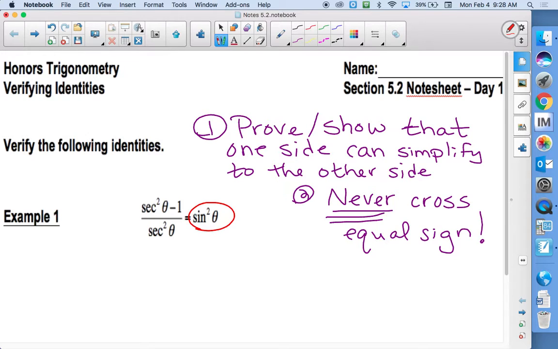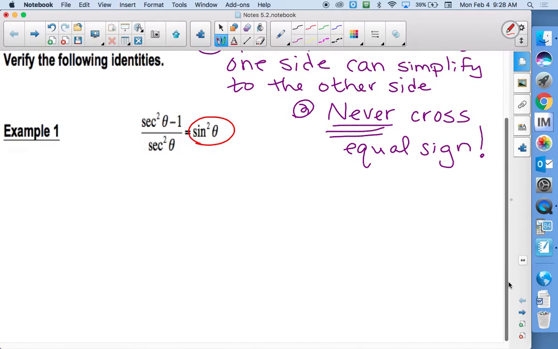So secant squared minus 1 over secant squared. What can we do to get it broken down, Emily? Well, secant squared minus 1 would equal tangent squared. Yeah, so that's the identity that involves 1 plus tangent squared equals secant squared. So secant squared minus 1 can change to the tangent squared.